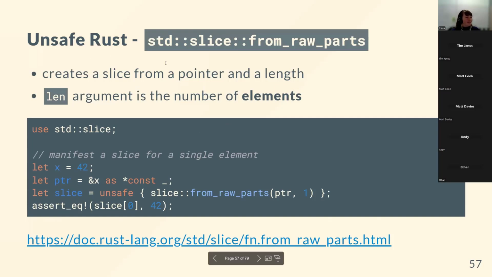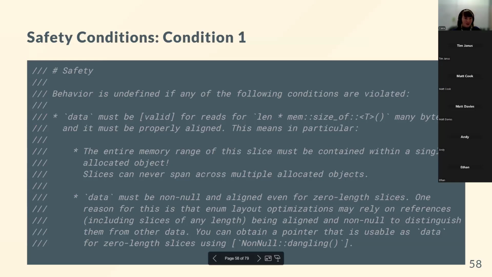Okay, so then there's another example of an unsafe function, from raw parts. This is one which creates a slice from a pointer and a length, and the length is the number of elements. So in this case, we're creating a slice here, and there's a bunch of conditions in the doc again. So that's the classic thing with unsafe code. It should have very clear docs.